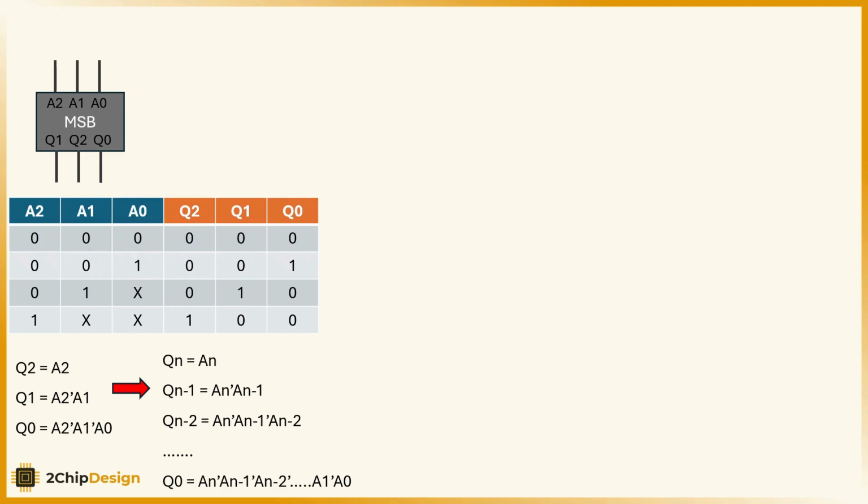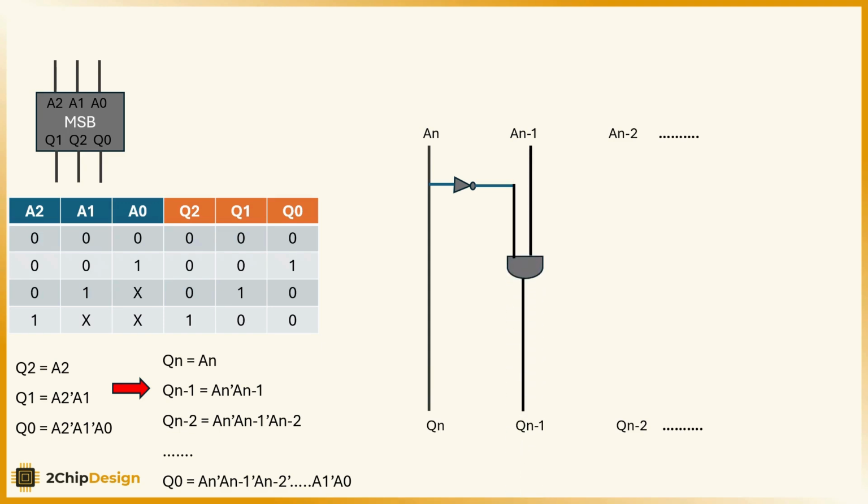We begin by feeding AN directly to QN. Then AN-1 can only activate if AN is 0. And AN-2 depends on both AN and AN-1 being 0. And so on. Each stage checks whether all more significant inputs are 0 before allowing its own input to affect the output. This gives us a clear structure to build a modular system that scales with N.